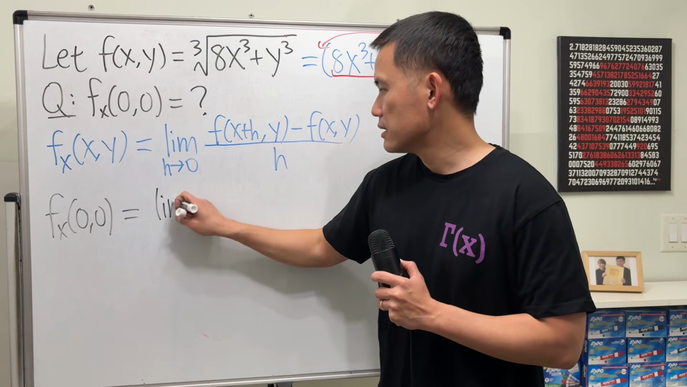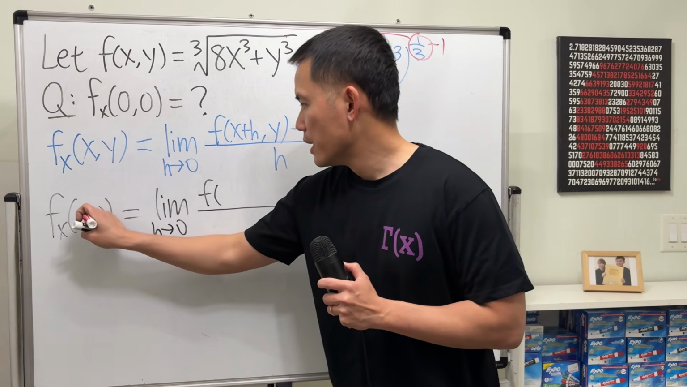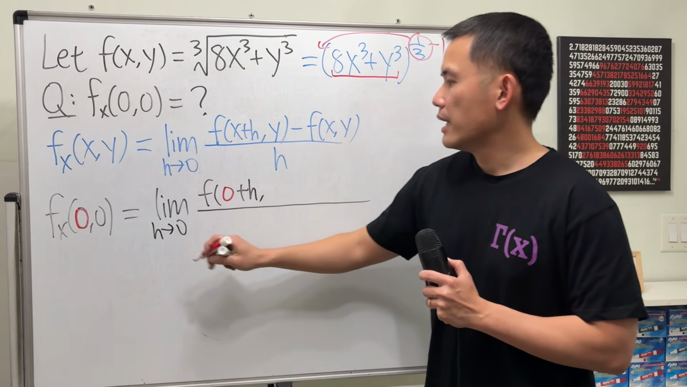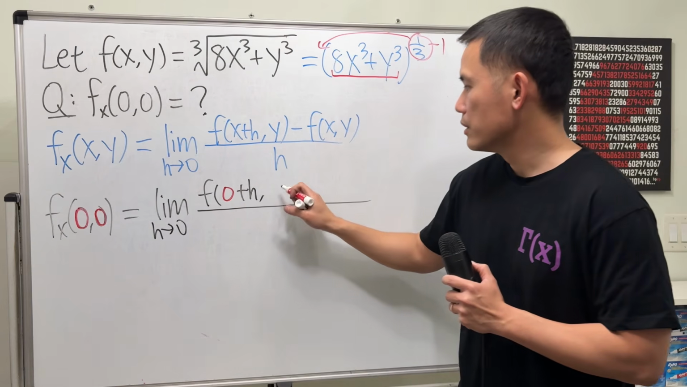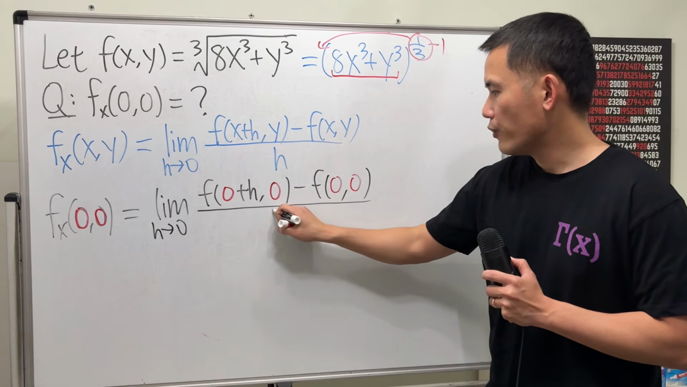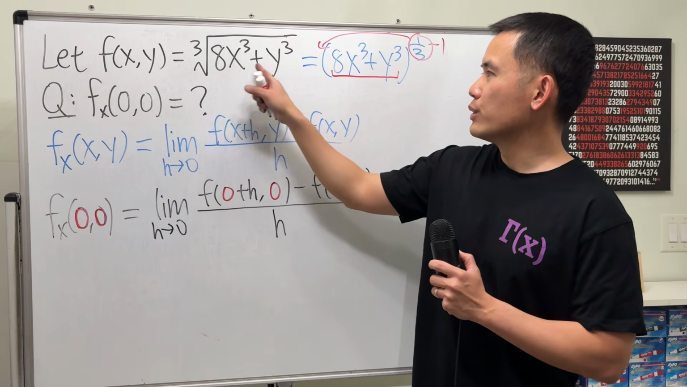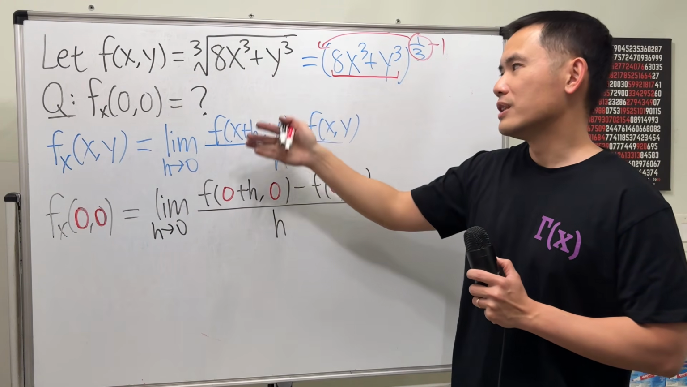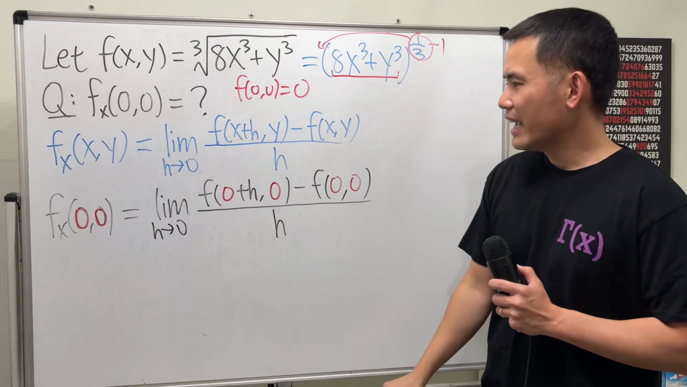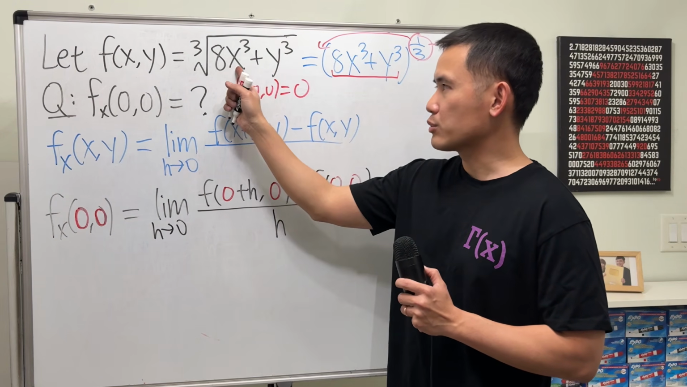By definition, this is the limit as h approaches 0. We need f of, here the x is 0, so I will plug in 0 plus h, and here the y is 0, and then minus f of (0, 0), and then all over h. Now, f of (0, 0), plugging 0 into here and here, the cube root of 0 is just 0, which is legitimate. So let me just make a quick note. That is 0. And then when you plug in 0 for y, that's gone. I just have to plug in h for the x right here.